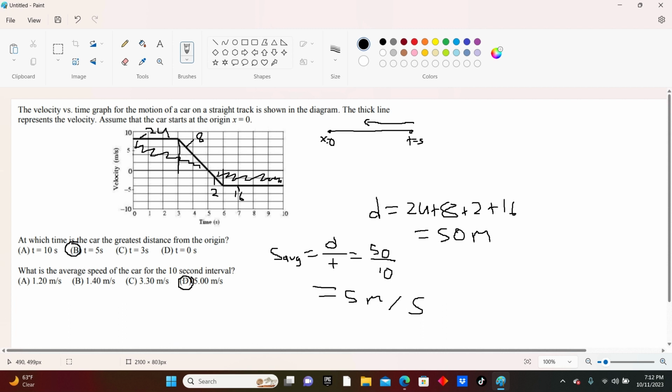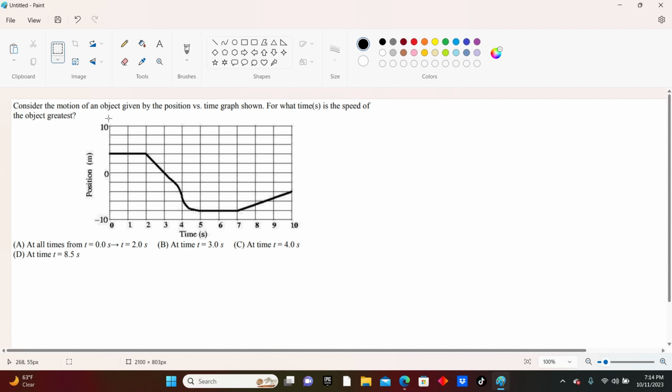Now let's move on to question 2. Question 2 says, consider the motion of an object given by the position versus time graph shown. For what times is the speed of the object the greatest? From a position versus time graph, we can find the speed by comparing the slopes at various times.